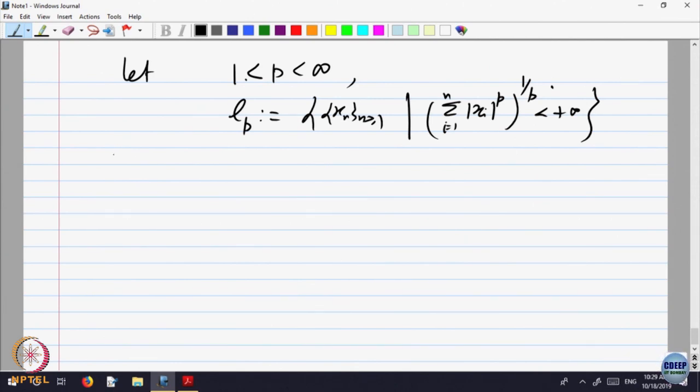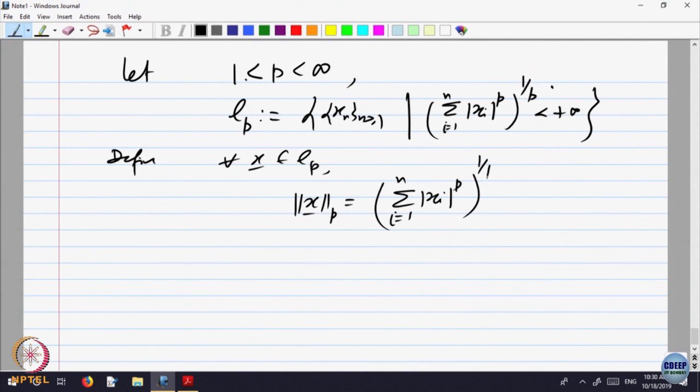And define, for every x belonging to L^p, the norm of x to be equal to (sigma i equal to 1 to n |x_i|^p) raised to power 1 by p. And then you can define d_p(x, y), the distance, for x, y belonging to L^p.